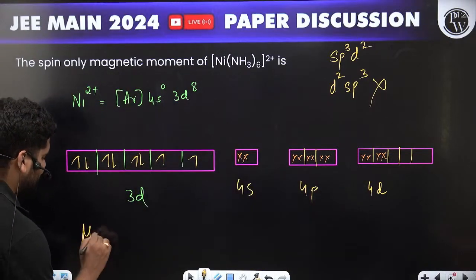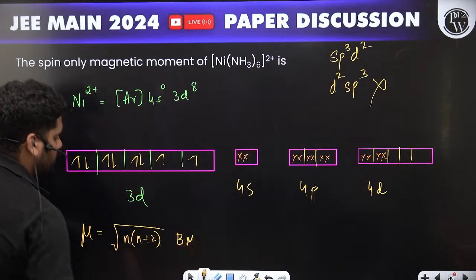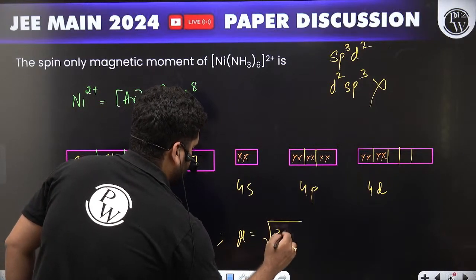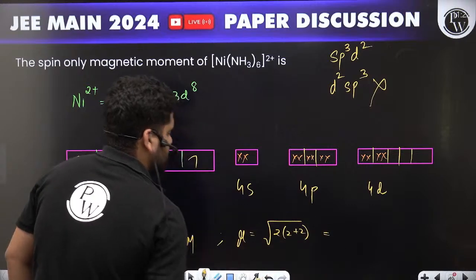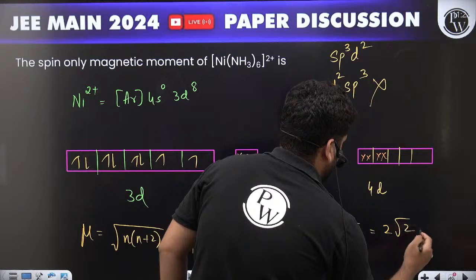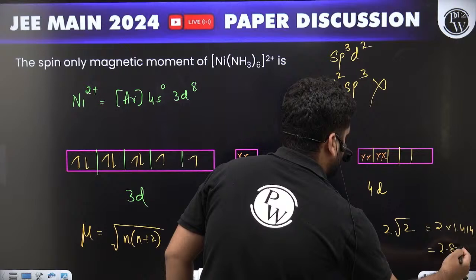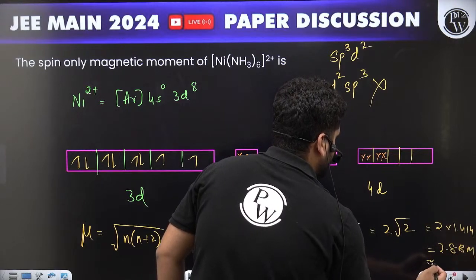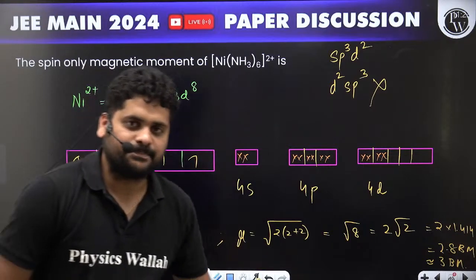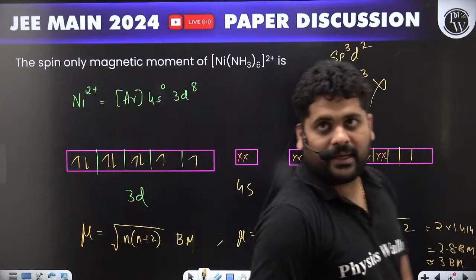So you need to calculate spin only magnetic moment. Formula: mu is equal to root over n into n plus 2 Bohr magneton. Put n as 2, mu is equal to root over 2 into 2 plus 2, which is 4 into 2, root 8, which is 2 root 2, which is 2 into 1.414, approximately 2.8 Bohr magneton. If it is with respect to the nearest integer, you will put 3 as your answer. That's it. That is what we have to do. Okay, right. Now next one.